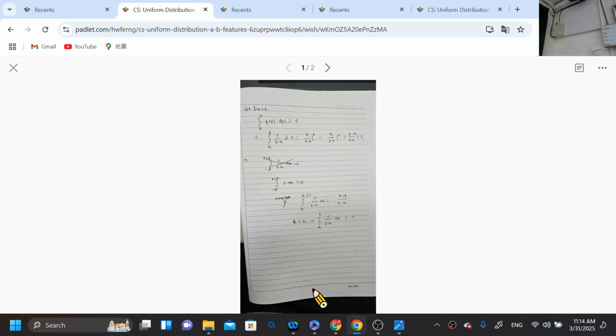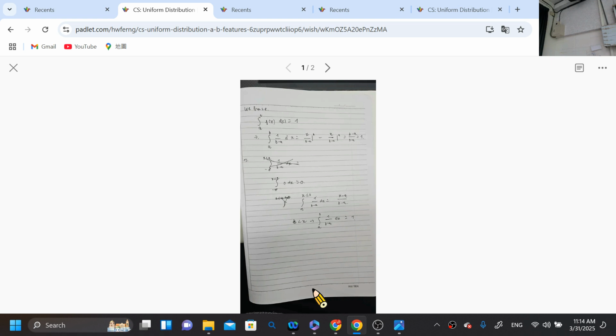But we should have area 1 first. Width is B minus A, so we should determine the height. It says we have the same level, so we can determine the height. It should be 1 over B minus A. So this is the reason to have this PDF. Once you have a PDF, you can pass an integral to have a CDF. So it's correct for B.